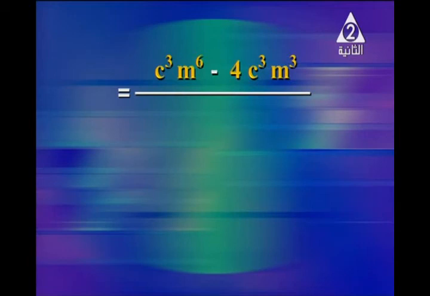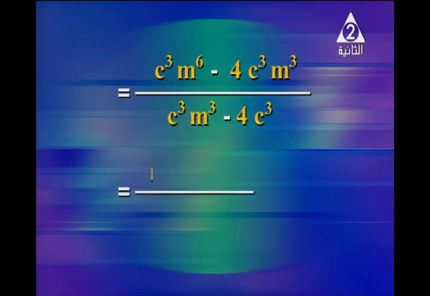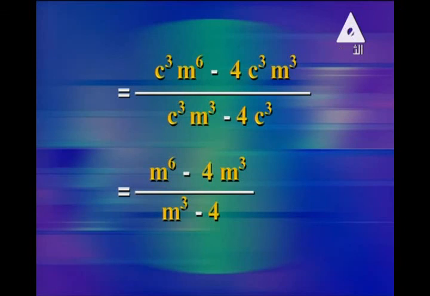We applied the distributive property between C power 3 M power 6 over C power 3 M power 3 minus 4C power 3, equals M power 6 minus 4M power 3 over M power 3 minus 4. Why? Because we take C power 3 as the common factor. Then we take M power 3 as common factor, so M power 3 minus 4 over M power 3 minus 4, the top cancels with the bottom, so we have M power 3.